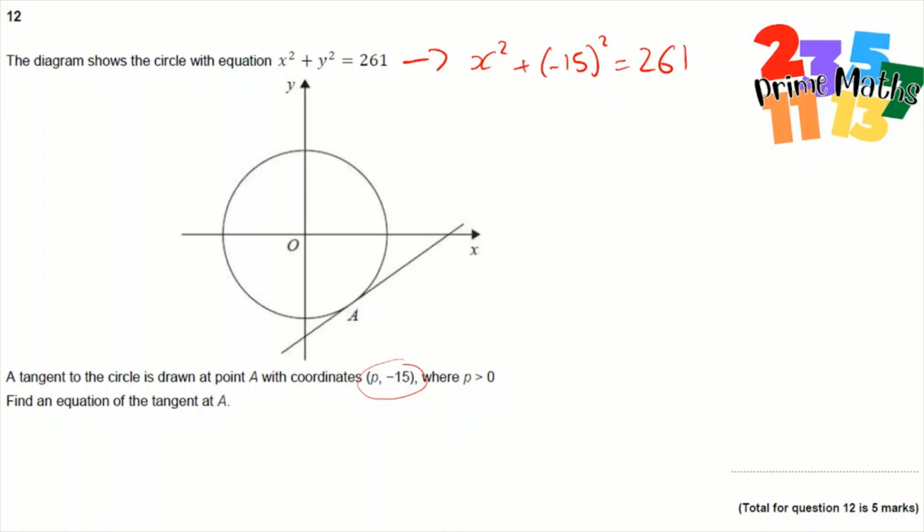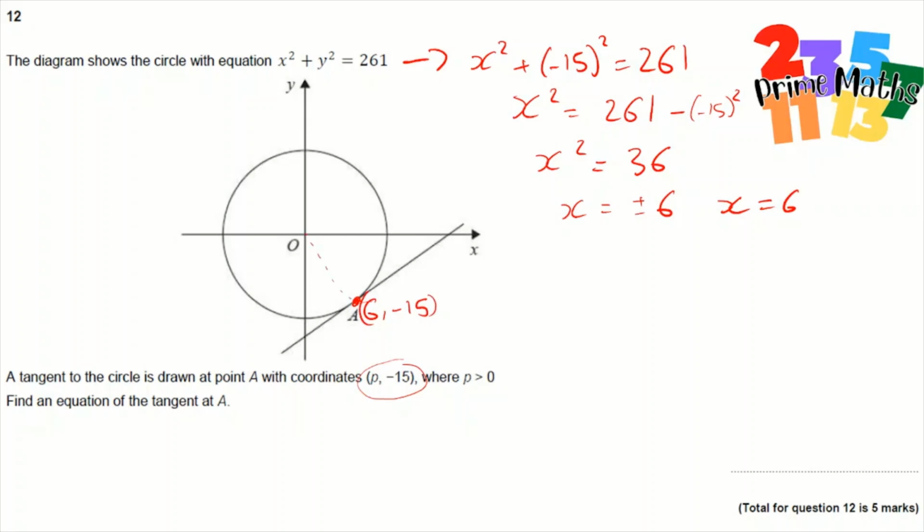So we're going to do x squared is equal to 261, take away minus 15 squared. This means that x squared is equal to 36, meaning that x is either positive or negative 6. We can see it's in our positive x coordinate, so we know that x is equal to 6. Once we've done this, we know our coordinate is 6, minus 15.